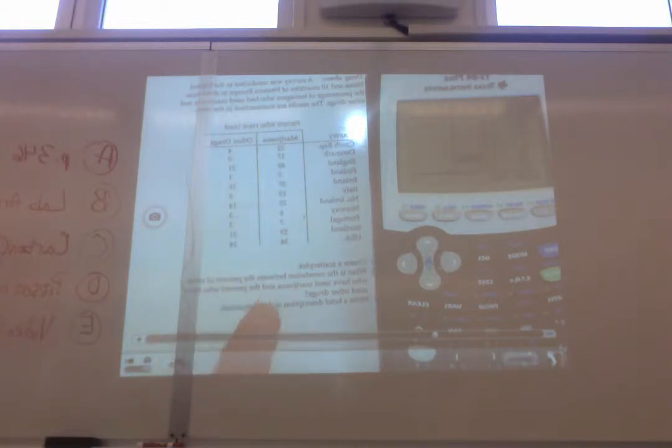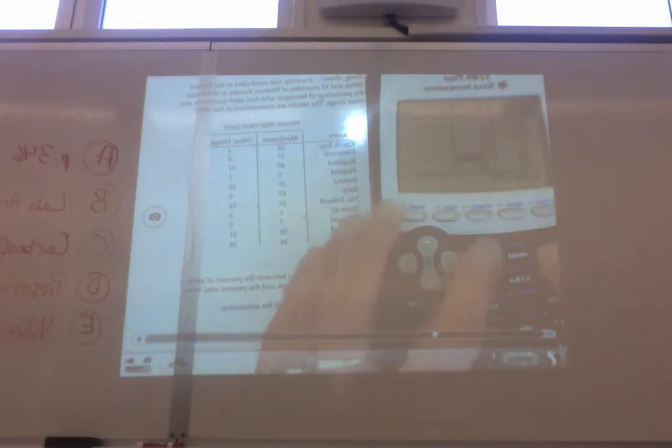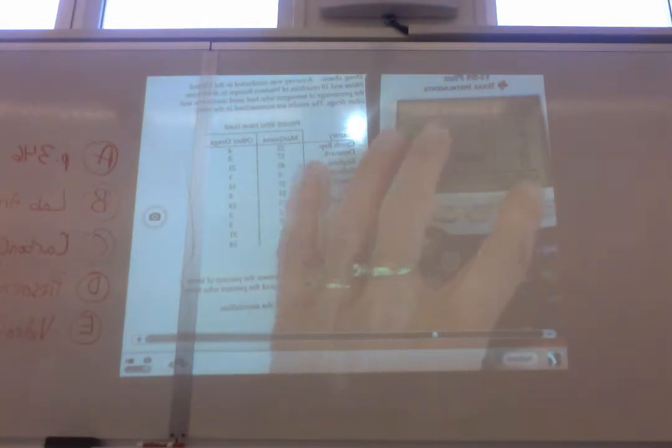Now we're going to make a scatter plot. So we go second stat plot.